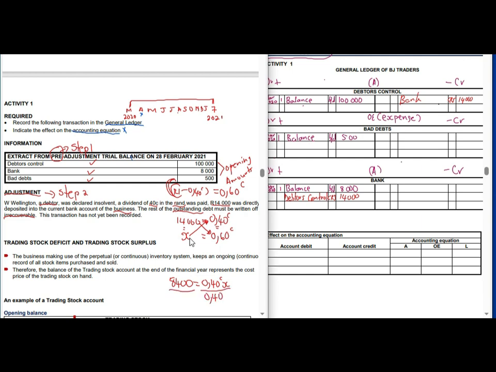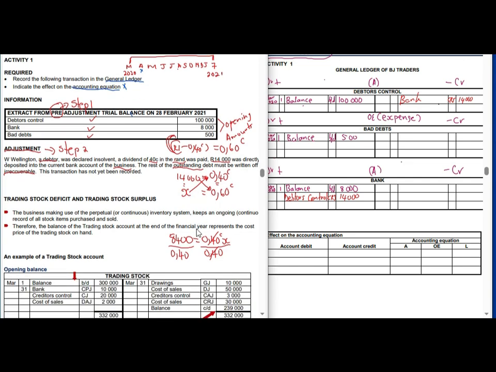Then x is divided by 0.40. What you did on your right must be done on your left, so 0.40 will cancel 0.40, and we'll have x equals 8,000 divided by 0.40, which is 21,000. So now we know that 21,000 is equivalent to 0.60 cent, and it must be written off.